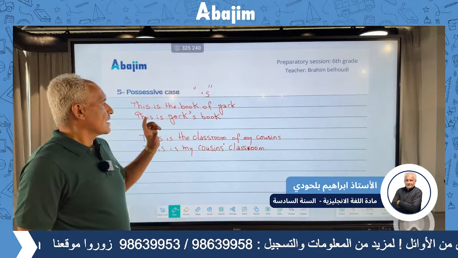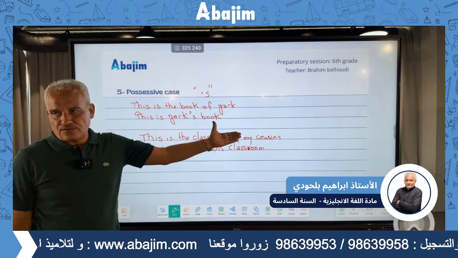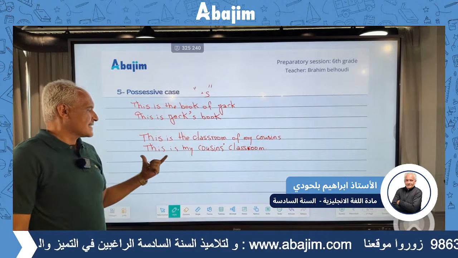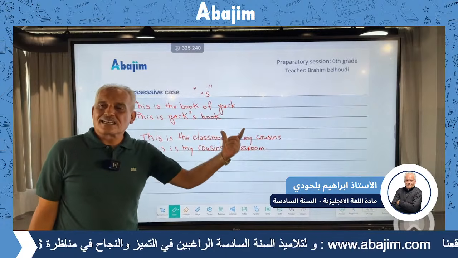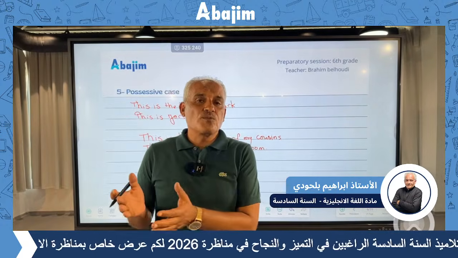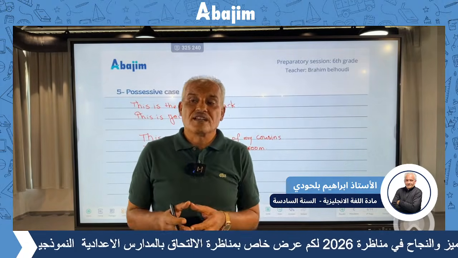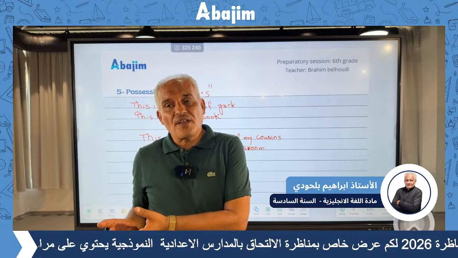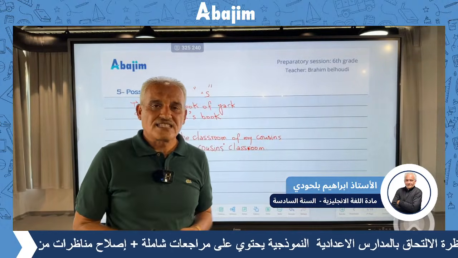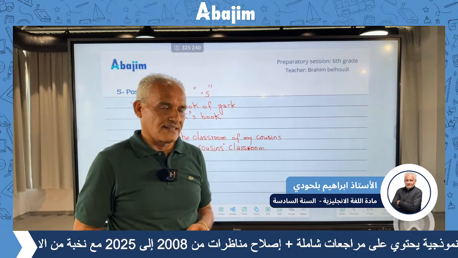Okay, so this is the book of Jack. This is Jack's book. This is the classroom of my cousins. This is my cousins' classroom. This is Muhammad's book, or this is the book of Muhammad, or it is Muhammad's book. This is the father of my friend. This is my friend's father. This is all about possessive case. I pass to the following heading.